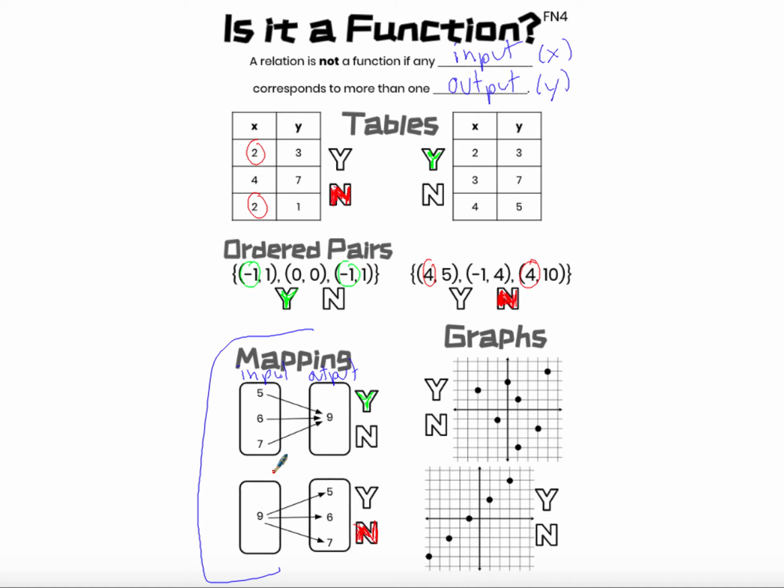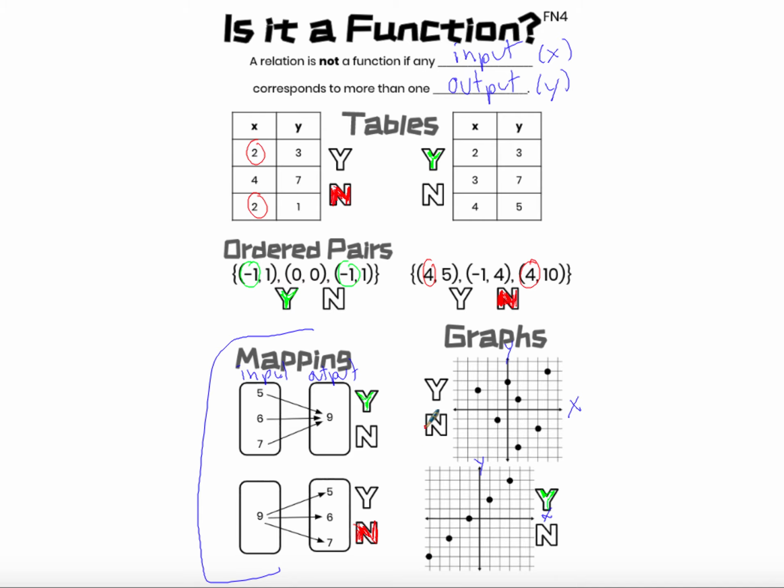Looking at the graphs, this one maybe takes a little more thought. We need to think about the fact that it's the x that's the input, the y that's the output. The second graph is a function. There's nothing problematic here. Input of negative 5, output of negative 4. Input of negative 3, output of negative 2, input of negative 1, output of 0, input of 1, output of 2, input of 3, output of 4. So given any x, there's only one particular output, one particular y value.